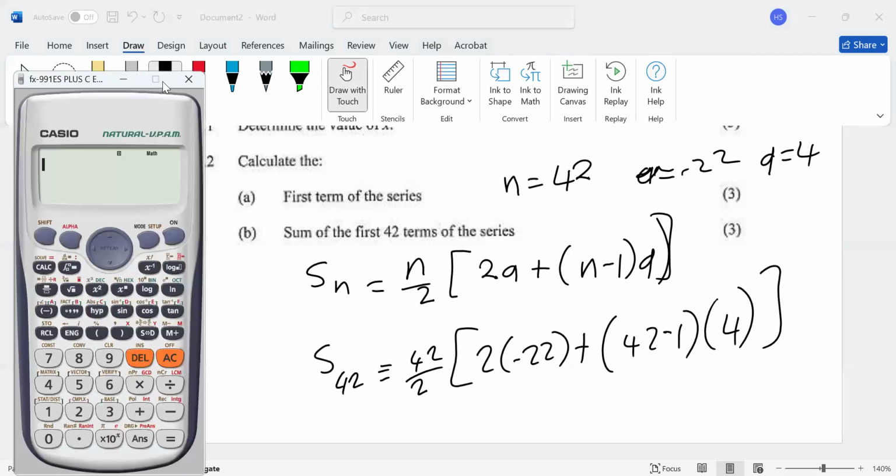Okay, let's type it in our calculator. How would you type it in your calculator? You say fraction, and then you have 42 all over 2, and then open bracket, and then you have 2 open bracket again, minus 22 close bracket plus.